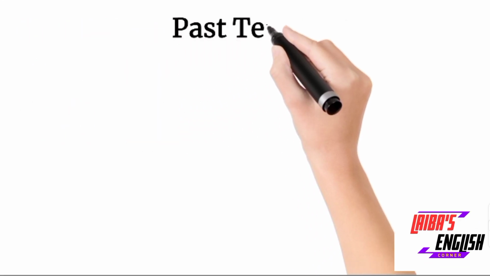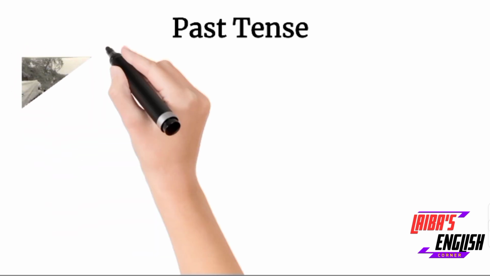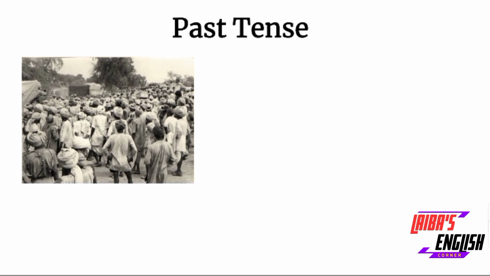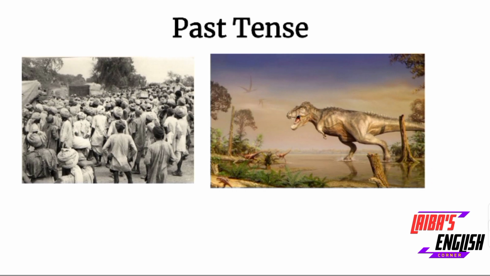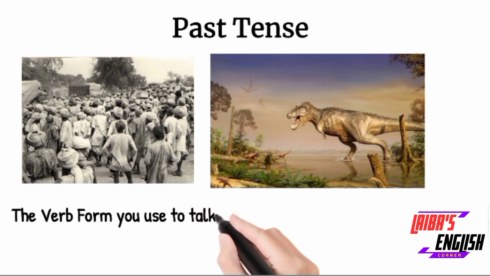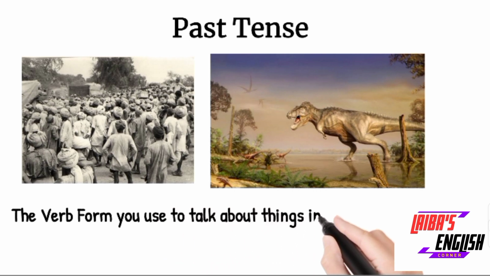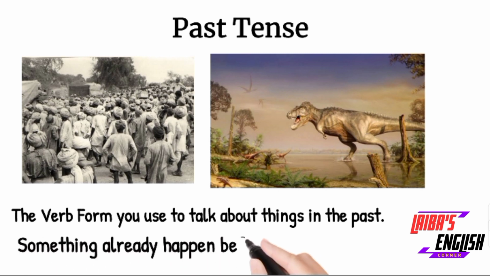Now we are going to start with our second tense, which is past tense. What is past? Basically, past is something that has already happened before. For example, I wrote a letter yesterday. So I'm talking about yesterday. The thing is not in the present or will not occur in the future. So past is the verb form you use to talk about things that have already happened before. Okay? So always remember, present is something that is happening now, past is something that has already happened before, and future is something that will happen in the future.